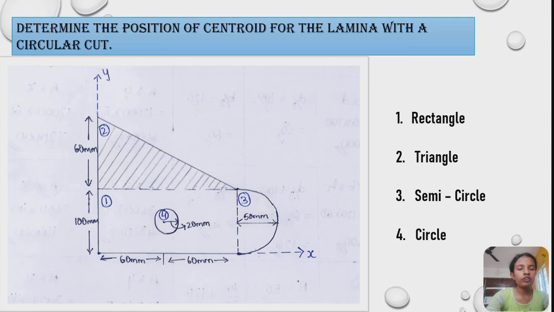In this figure, we have four components: rectangle, triangle, semicircle and circle. First one is a rectangle with breadth 120 mm and depth 100 mm. Second one, triangle with base 120 mm and height 60 mm. Third one is a semicircle with radius 50 mm. Fourth one is a circle with radius 20 mm.